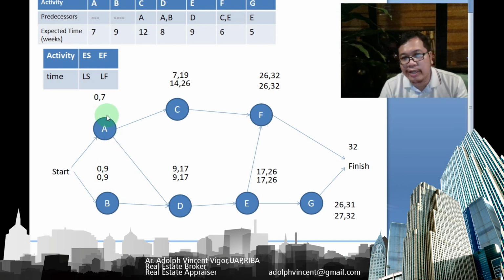For letter A, there are two successors, 14 and 9 from C and D. So let's choose the lower value of 9 because we are in the backward pass. So A is 9 minus 7, which is 2. So its late start is 2.